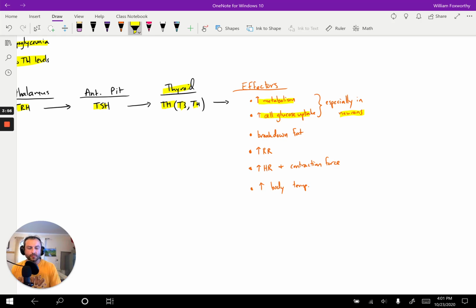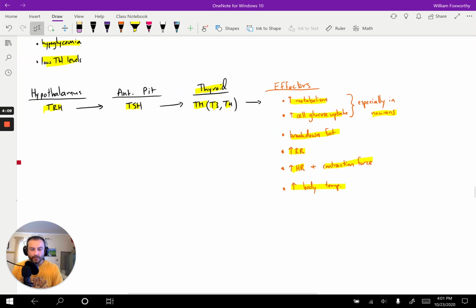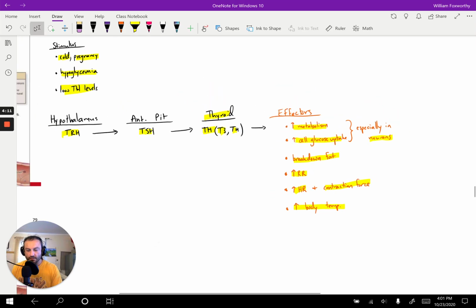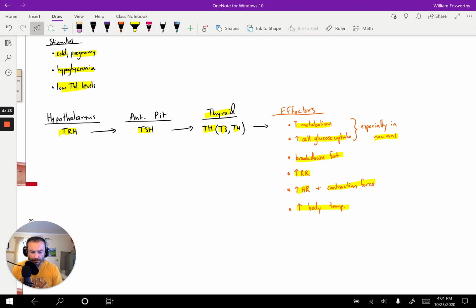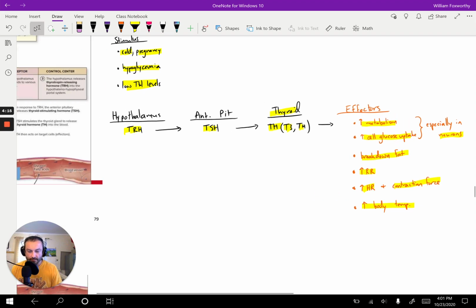Thyroid hormone then interacts with its effectors, many cells throughout the body, to cause an increase in the metabolic rate and an increase in cell glucose uptake, especially for neurons. It's also going to promote the breakdown of fat. It's going to cause an increase in respiration rate, an increase in heart rate, and an increase in the contraction force of the heart, and finally it will increase your body temperature. It makes sense that this is released in the cold, because it's raising your body temperature.